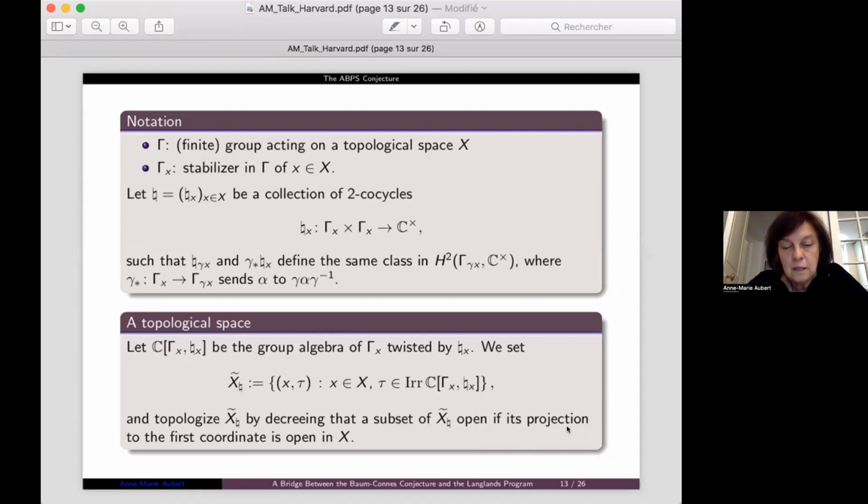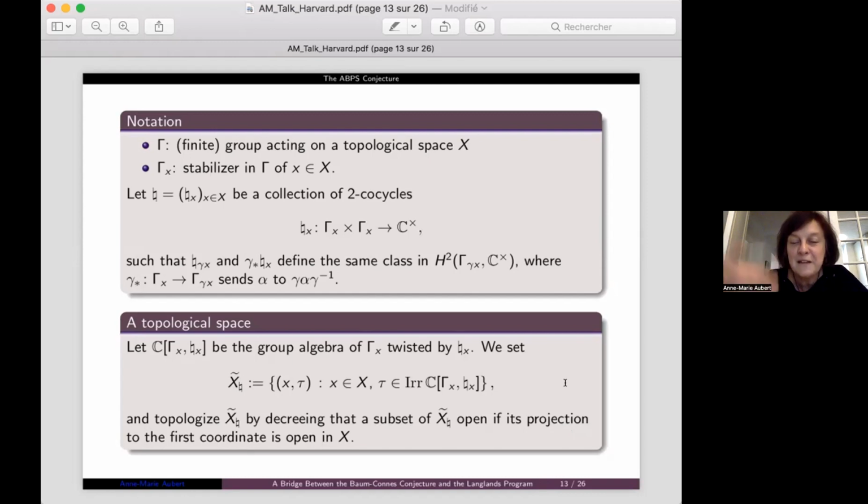And if you forget about the cocycle, in the case where the cocycle is trivial, you just have pairs (x, τ), where τ is an irreducible representation of Γ_x. Of course, Γ_x is a finite group, and we have a basis given by the irreducible characters, and it is what we are taking here. But we also have a nice basis given by the characteristic functions of conjugacy classes. If you replace this by characteristic functions of conjugacy classes, in the case where the cocycle is trivial, you will just recover what is called the Drinfeld double.